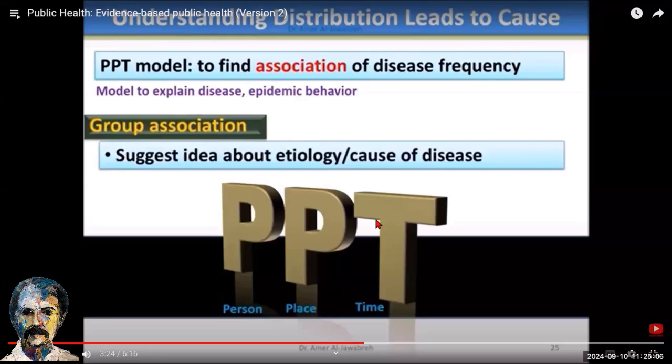So in epidemiology and public health, we don't look at individual people. We look at the community, the population. So usually we have group association. Individual association is difficult because if you reach individual association, you are saying that this is causation. Individual, you and you and you and her. But we look at you all, not individuals. So this is group association. The PPT model, which explains the behavior of the disease, might lead us to the cause and the etiology of the disease. I'll give you an example here.